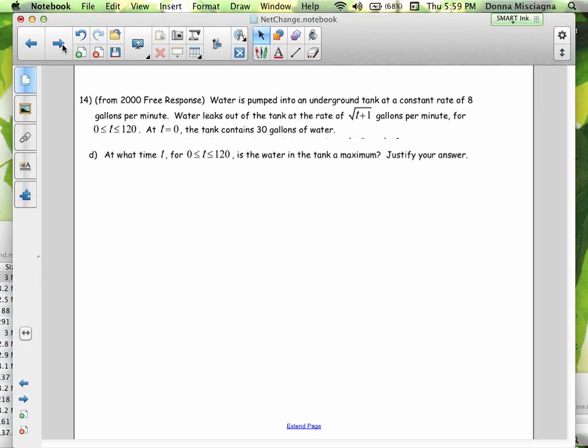All right, and now same scenario. At what time t, for t between 0 and 120, is the water in the tank a maximum? Justify your answer. So what are we going to do here?